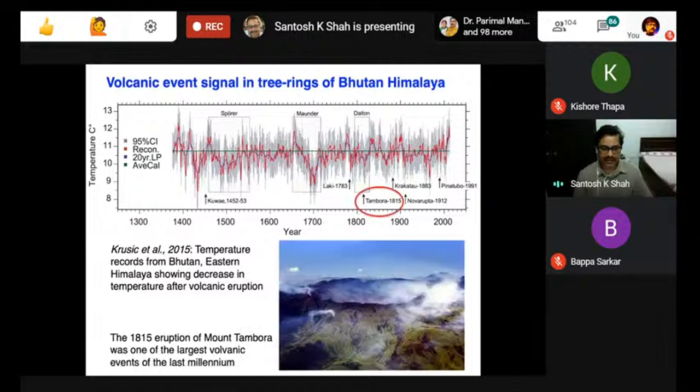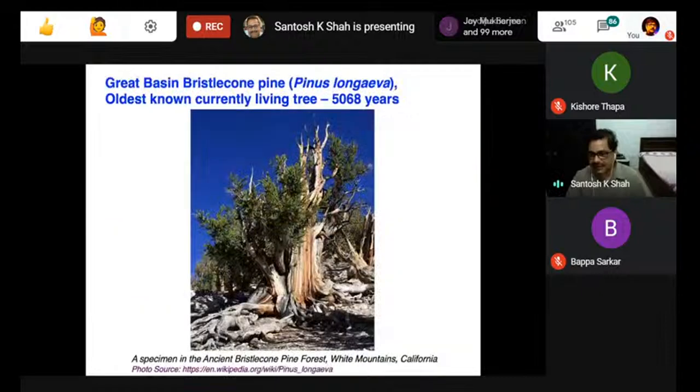This is the largest eruption, the 1815 eruption of Mount Tambora, which is the largest volcanic event in the last millennium. This is from Indonesia. It occurred in 1815 AD, and after that the temperature became lower for almost 10 to 15 years. And even in history, in other years also, when a volcano erupted, the temperature became cooler. So this is the Great Basin bristlecone pine.